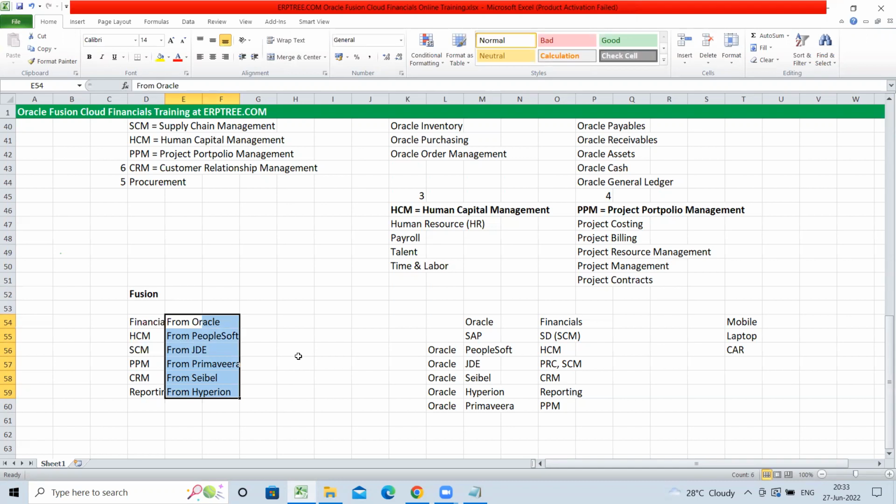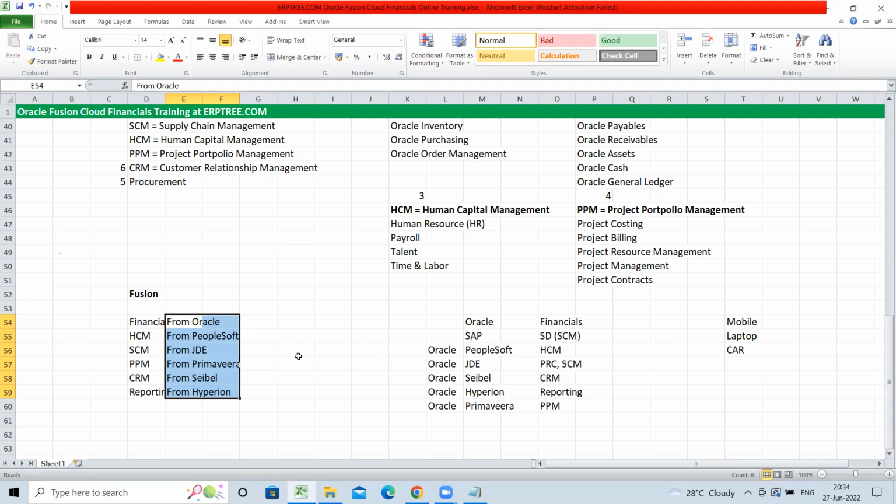What are the good products available in the market, all those they purchased. From the PeopleSoft company they purchased, now it became Oracle PeopleSoft. From the JD Edwards company they purchased their products, it became Oracle JDE. Siebel, Hyperion, Primavera, all these different products they acquired from other companies, now all came under the Oracle title. Now they built a product with the best solutions available from different products.